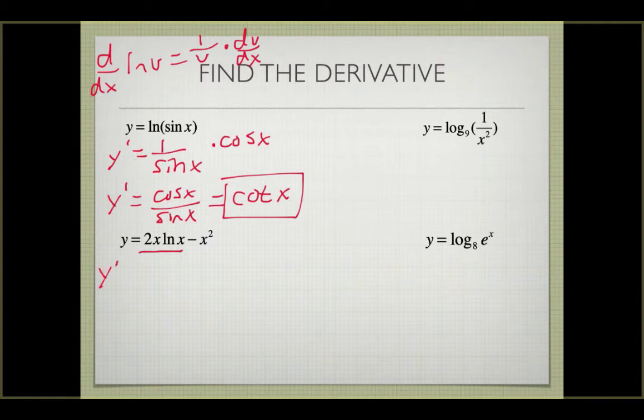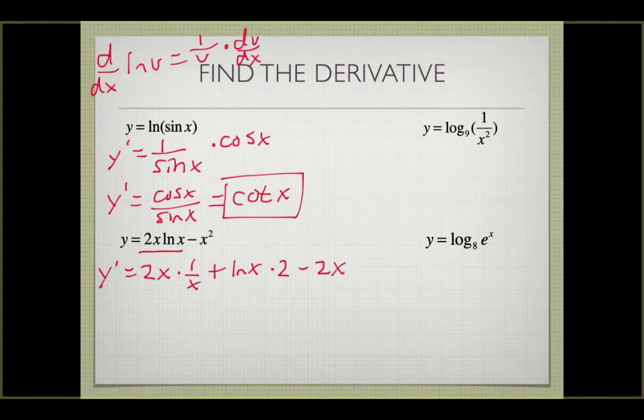So y prime is 2x times the derivative of ln of x, which is just going to be 1 over x, because 1 over u, the x is u, and then the derivative of x is just 1, so 2x times 1 over x times 1, plus ln of x times the derivative of 2x, which is 2, and then we have this last piece minus x squared. We just use our power rule, minus 2x.